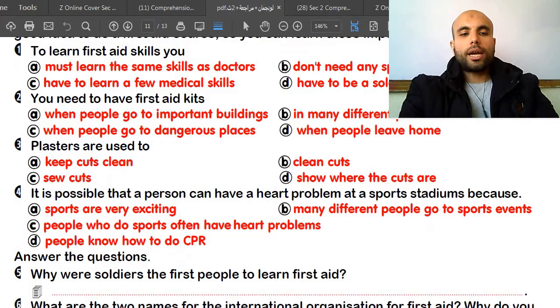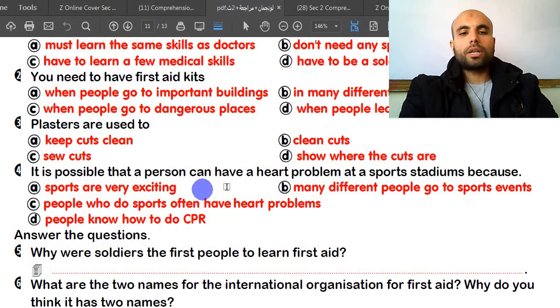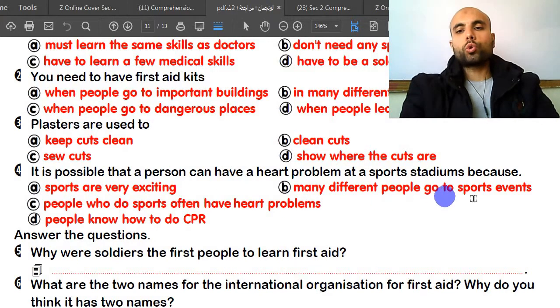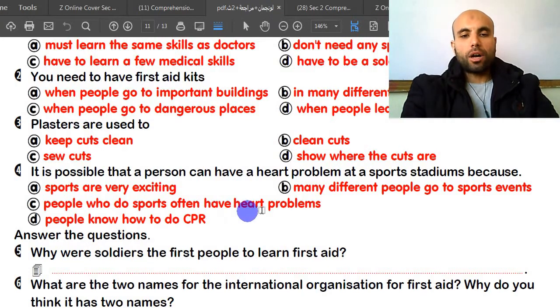Number 4, it is possible that a person can have a heart problem at sports stadiums because space. A, sports are very exciting. B, many different people go to sports events. C, people who do sports often have heart problems. D, people know how to do CPR.